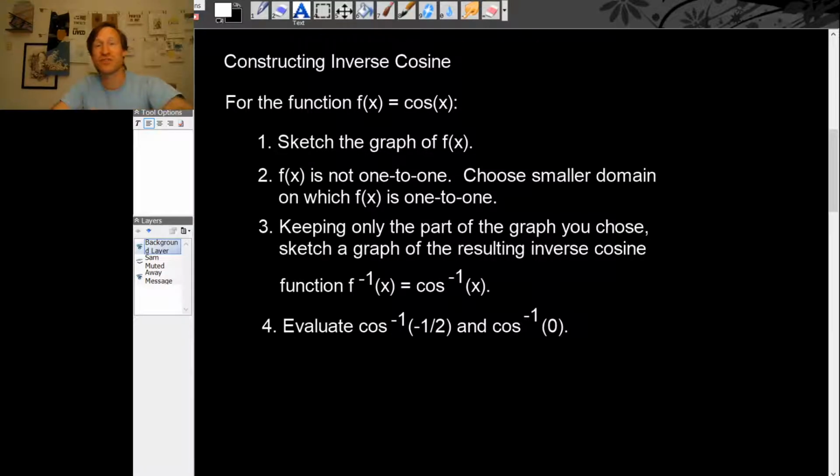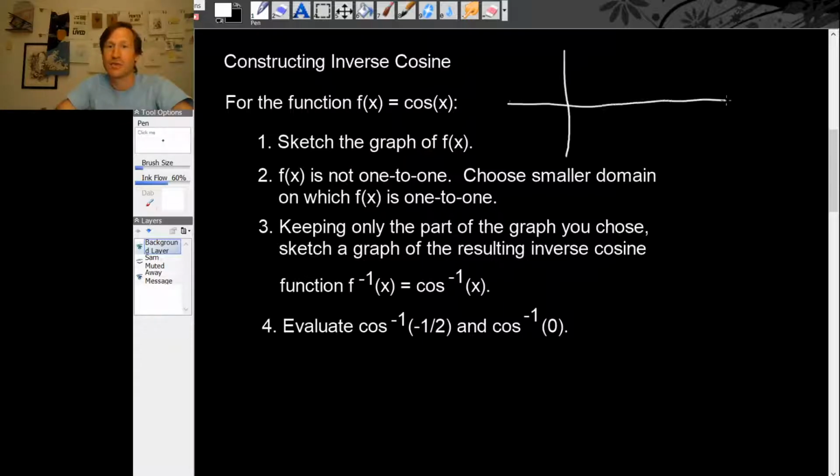Let's construct inverse cosine just like we did inverse sine. So we are going to start out by sketching a graph of cosine, and hopefully this graph is familiar. It looks something like this. It tops out at 1, the bottom is at -1, and it goes through one complete cycle after 2 pi.